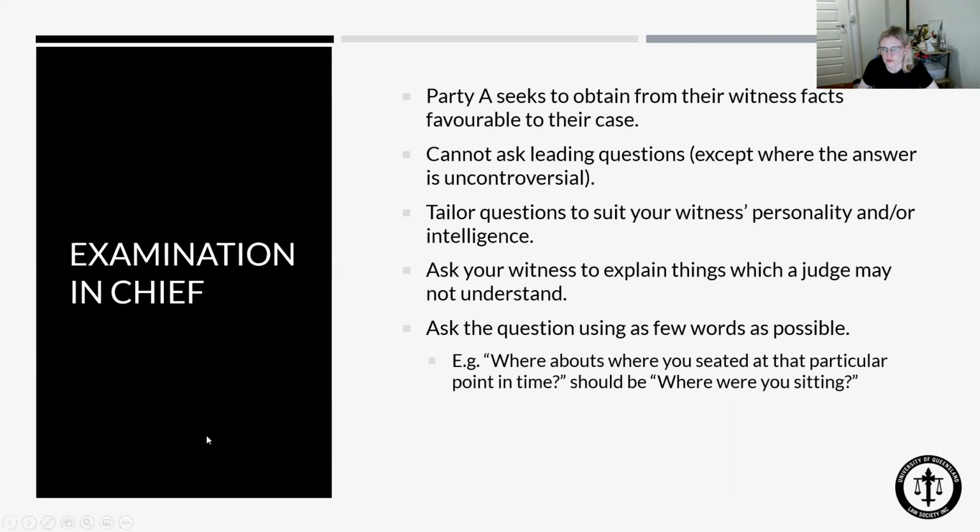The question that I have suggested here, the whereabouts were you seated at that particular point in time, that was a question that was asked in the trial in Rockhampton this year. It should have just been, where are you sitting? That's what you're asking. Don't just put in words to fill the air.